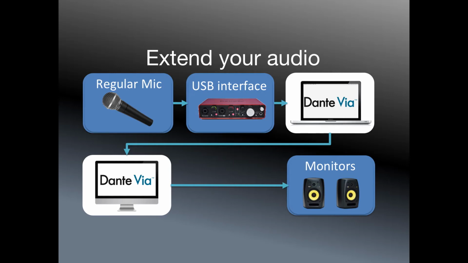So here's an example. Here we have a very simple point-to-point Dante Via system. So we've got a regular microphone, a USB interface, a copy of Dante Via, and then there's a network in between to the other Dante Via. That might be just a straight-through blue cable, or it might be connected to a switch. And then we've got an analog output to a set of speakers. So what I'm going to do is just show a short video of how you would set that up with Dante Via to give you a flavour of how the user interface would work.